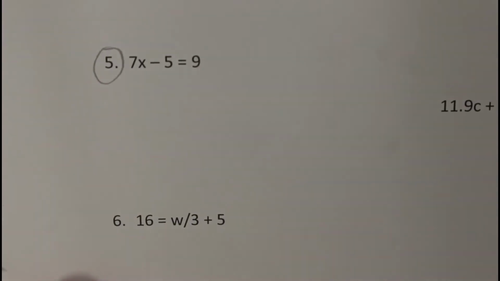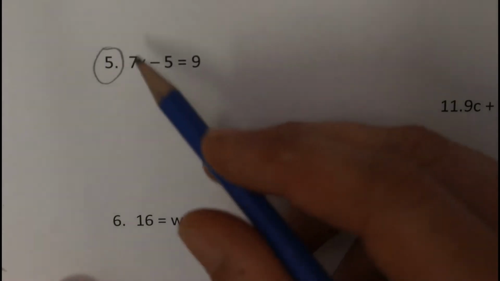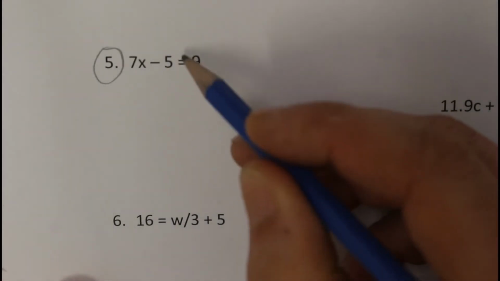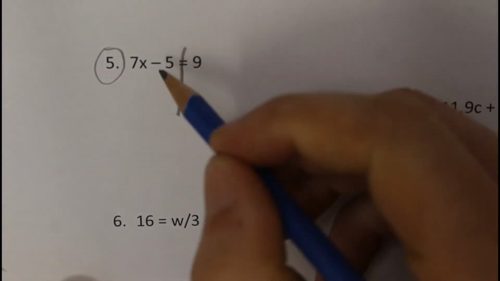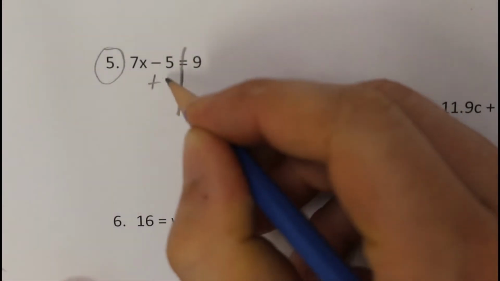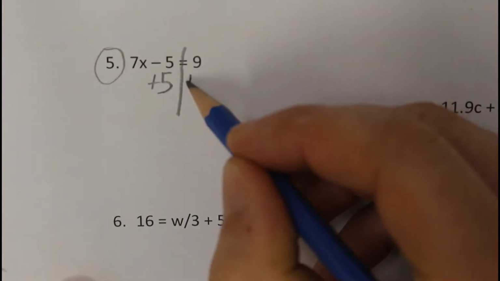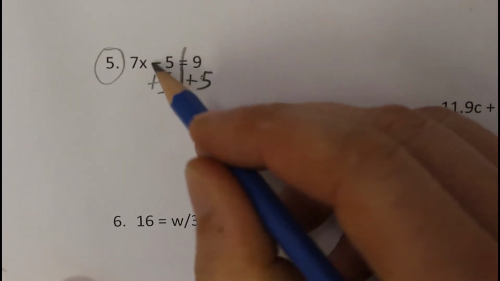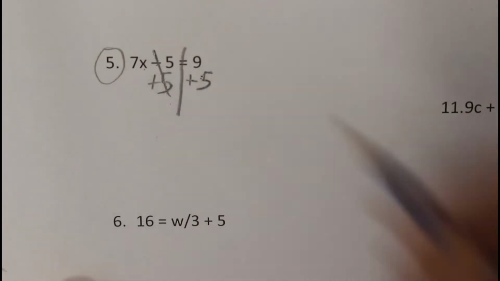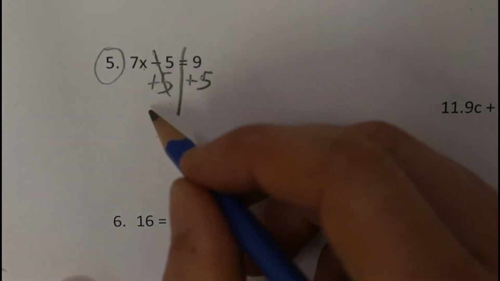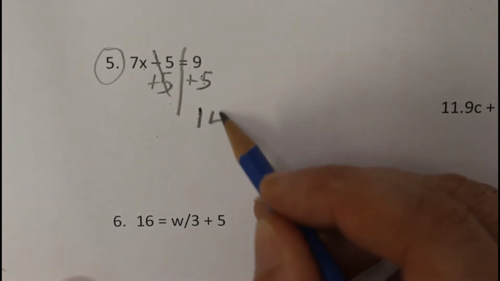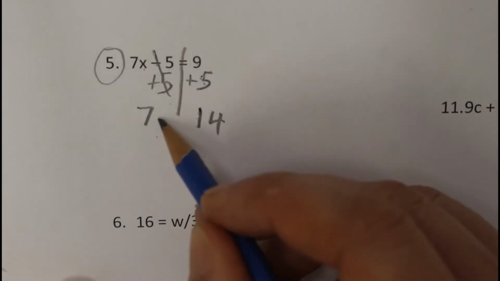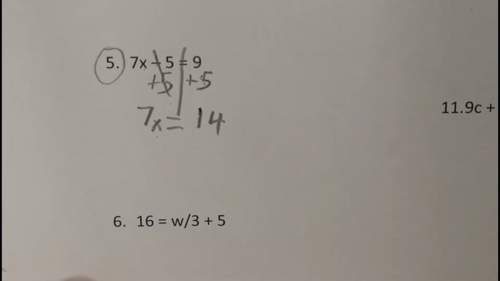So algebra is always about opposites and doing to both sides. There's always an imaginary line down the middle. So start with getting rid of the whole numbers. So plus 5, plus 5. Negative 5 plus 5 equals 0, so that's gone. 9 plus 5 is 14. Bring down the 7. 7x equals 14.